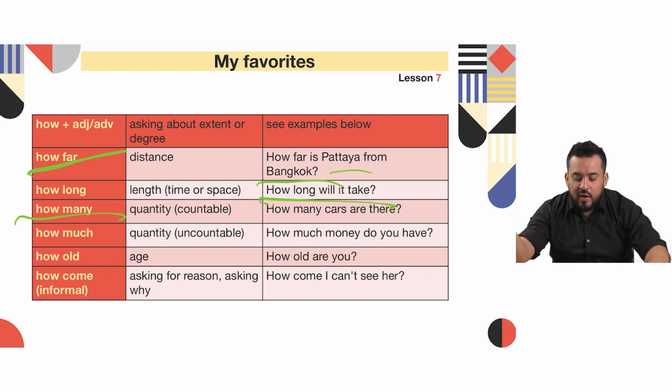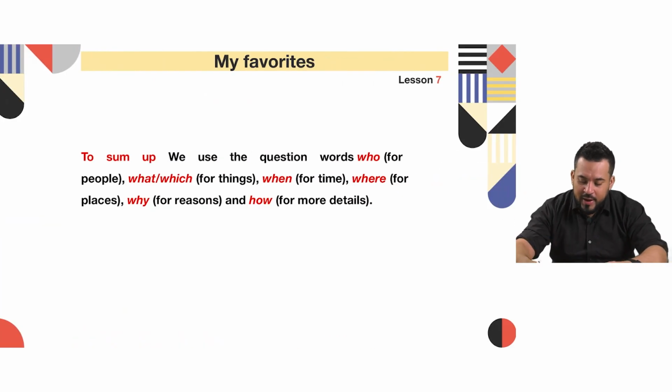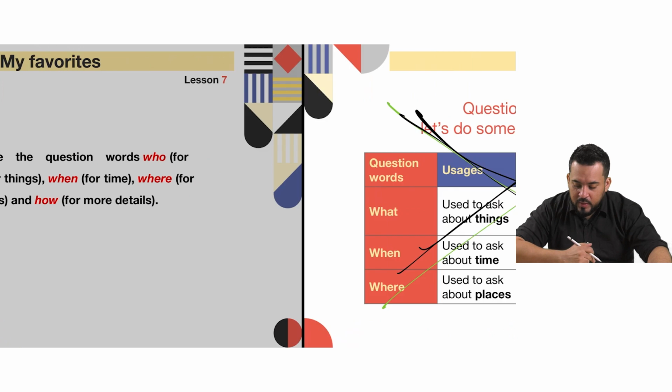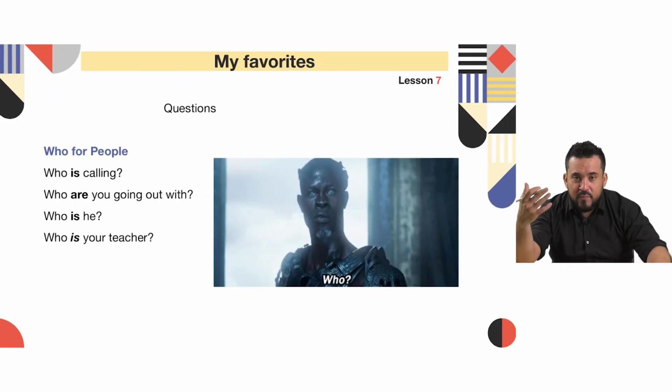How old? We're talking about age. How old are you? How come? This is informal. How come asks for a reason, just like why. How come you're leaving early? How come? It's only 7 o'clock. Or how come I can't see her? Like, why can't I see her? So how come means why. It's just informal.